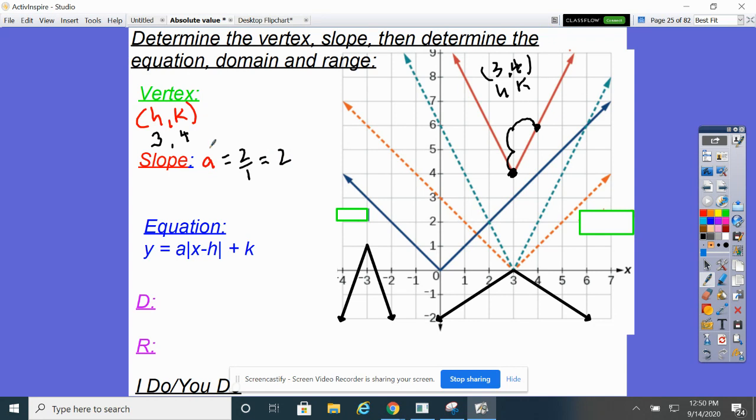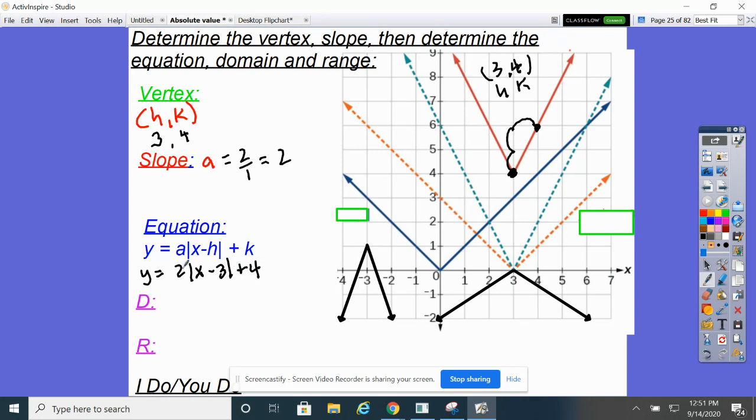So now to write the equation, once we have A, H, and K, we're going to write y equals 2(x minus 3) plus 4. So I just put the A, the H, and the K values into the equation. So this is the equation that describes the red line.